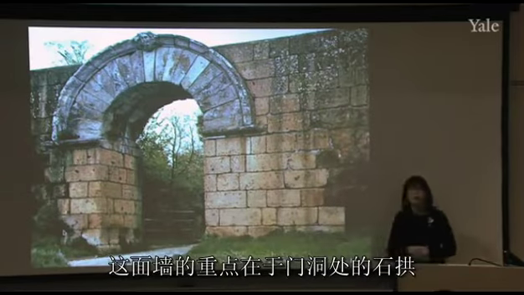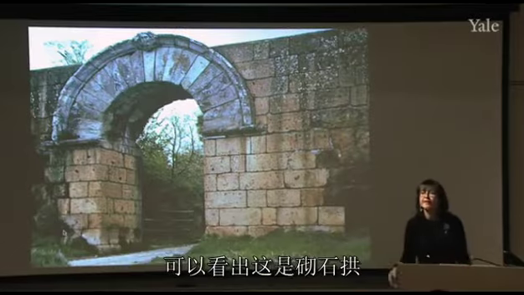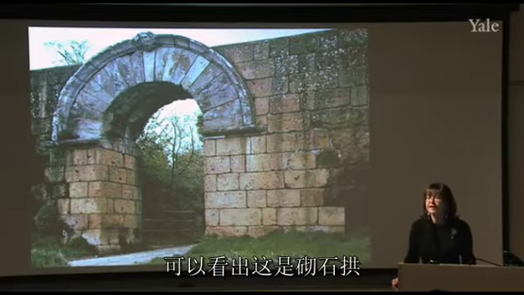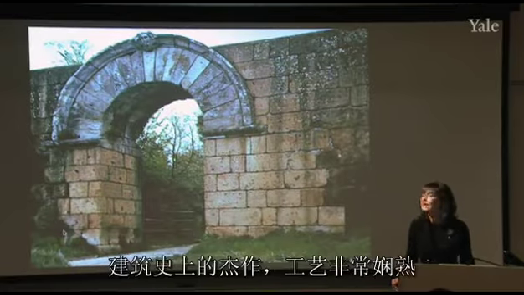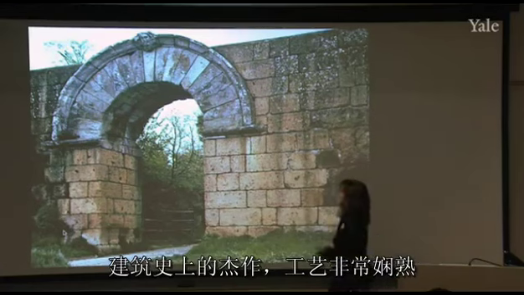The most important part, of course, is the arch, the stone arch. It's a masonry arch, as you can see. It's not the earliest arch in Roman architecture, but it's one of the earliest. It has been amazingly done, I think, quite masterfully done.